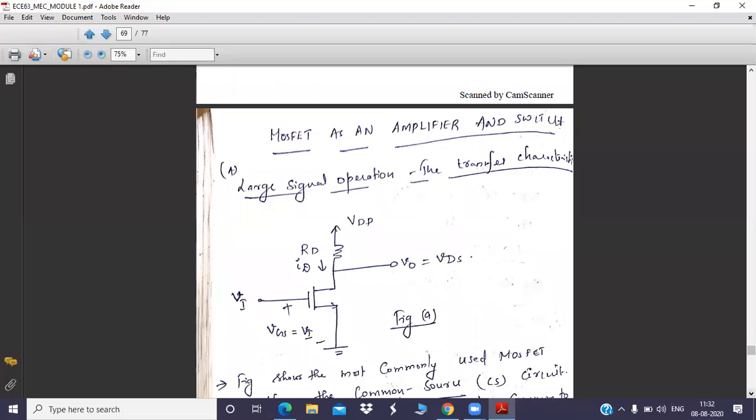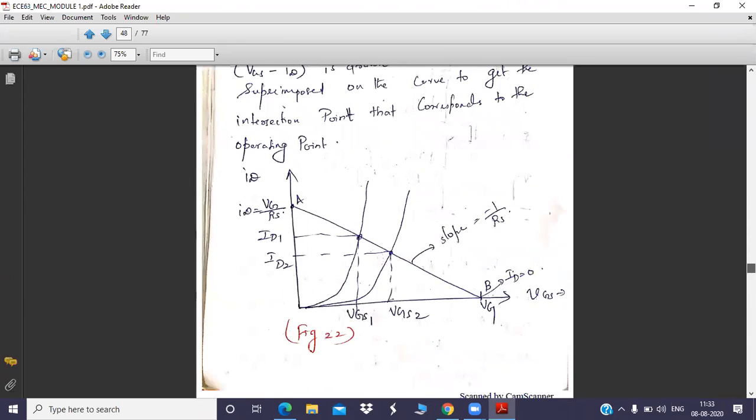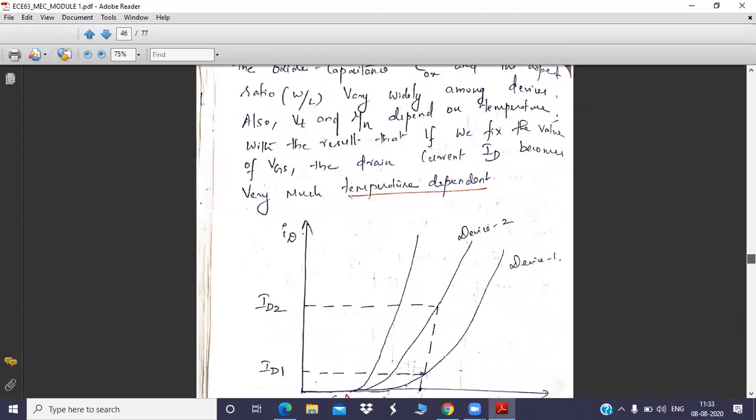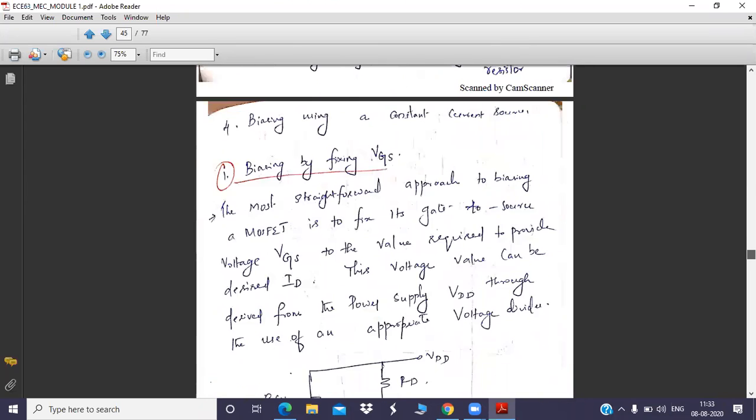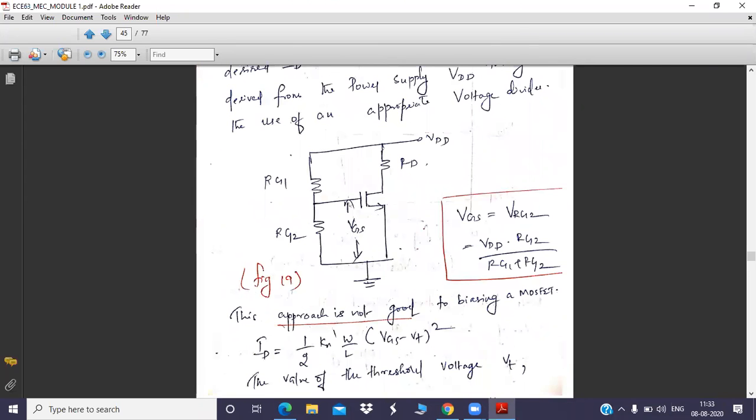As far as the first biasing technique is concerned, what is the disadvantage? We went through it in the last class. It was fixing the biasing by using RG, isn't it? What was the disadvantage of that circuit?